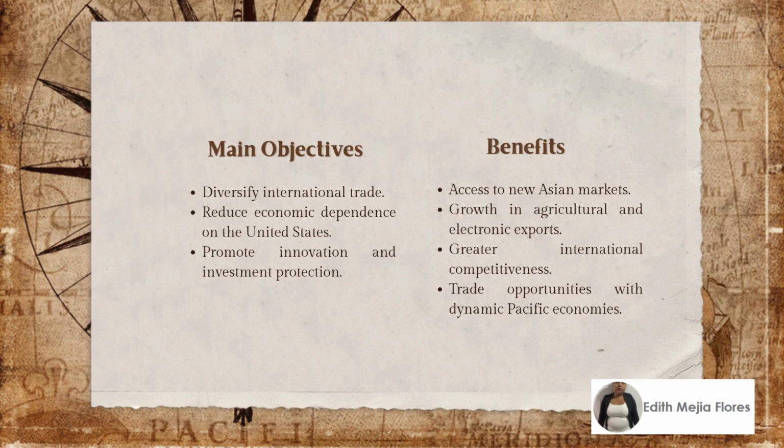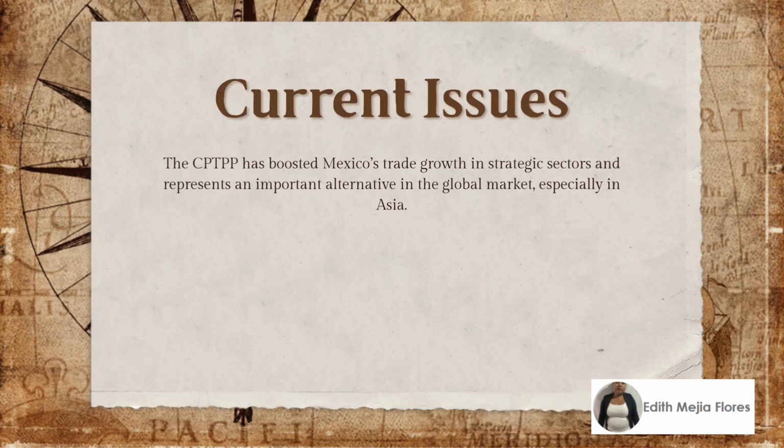Main objectives: diversify international trade, reduce economic dependence on the United States, promote innovation and investment protection. Benefits: access to new Asian markets, growth in agricultural and electronic exports, greater international competitiveness, trade opportunities with dynamic Pacific economies. Current issues: the CPTPP has boosted Mexico's trade growth in strategic sectors and represents an important alternative in the global market, especially in Asia.